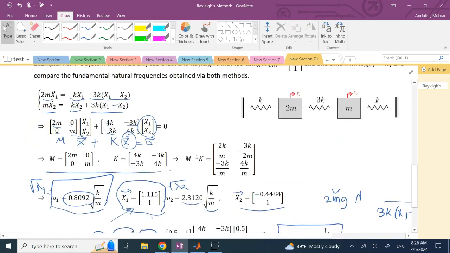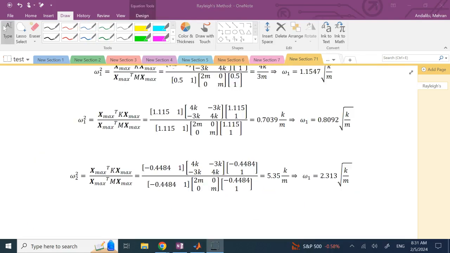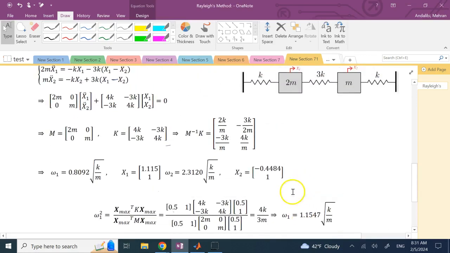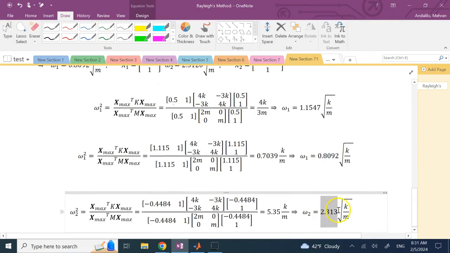Now you might wonder what happens if, in this case, I pick the second mode shape, right? If I pick the second mode shape, which is that negative 0.44 and 1, what do I get if I plug that one in? Well, let's do it. Okay, so you can see here that I plug in the second mode shape for x max, and when you go and simplify the Rayleigh quotient, you get omega n squared equals 5.35 k over m. You take the square root, and guess what? You get the second natural frequency. You see it was 2.312 square root k over m. Now this is just for round-off errors, it is 2.313 square root k over m, right?